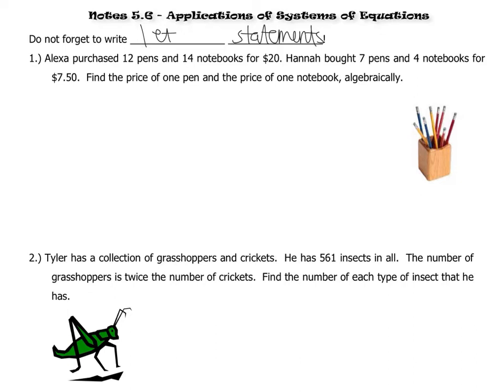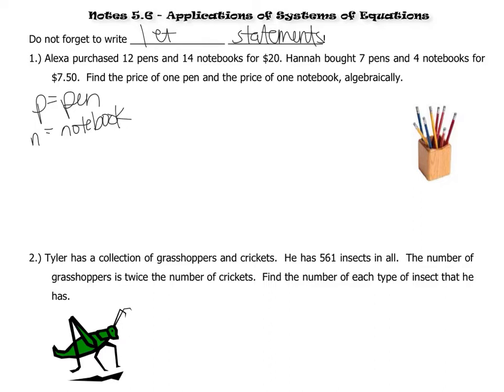So number one, Alexa purchased 12 pens and 14 notebooks for $20. Hannah bought 7 pens and 4 notebooks for $7.50. Find the price of 1 pen and the price of 1 notebook algebraically. So remember, the let statements is like let P stand for pen and N stand for notebook. Those are your let statements.